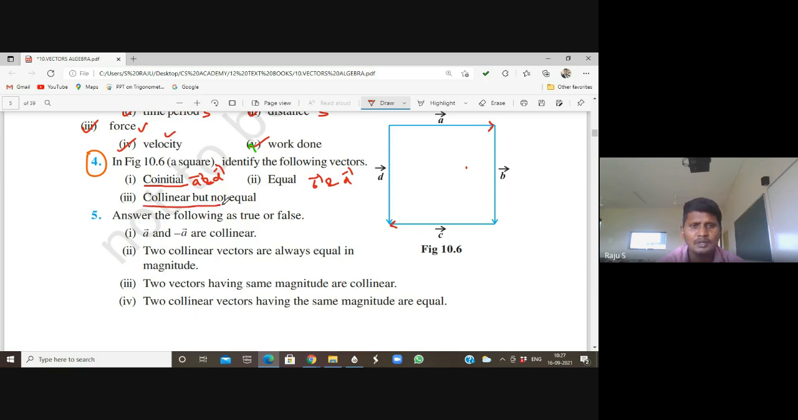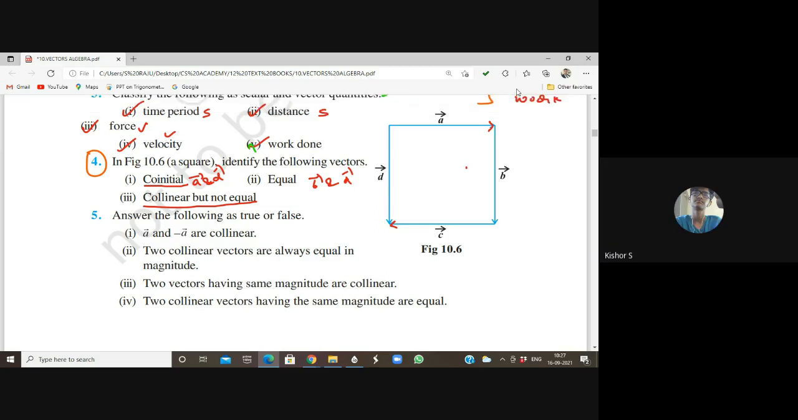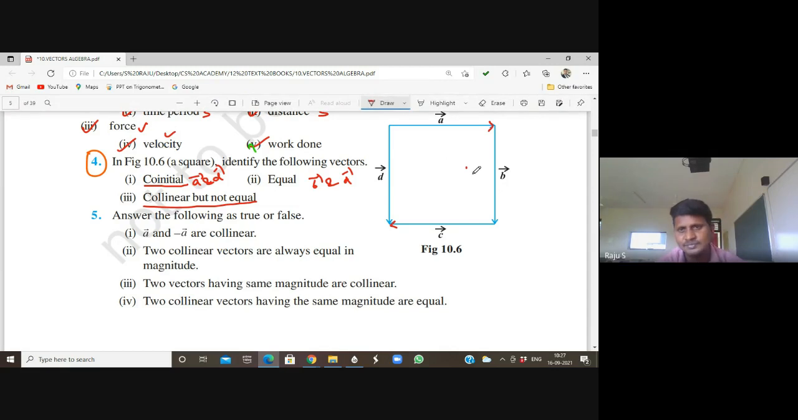Now, collinear but not equal. Yes, collinear. Sir, A and C. Right? Because if you take B and D, that is equal, but they are asking for collinear but not equal, which means A and C. A and C are parallel vectors, so we can say they are collinear.